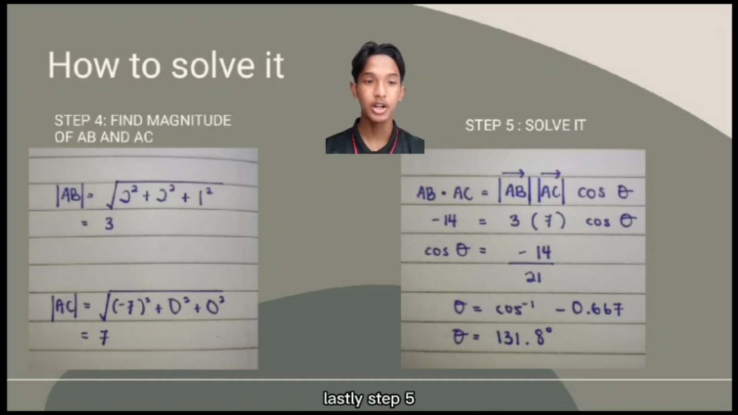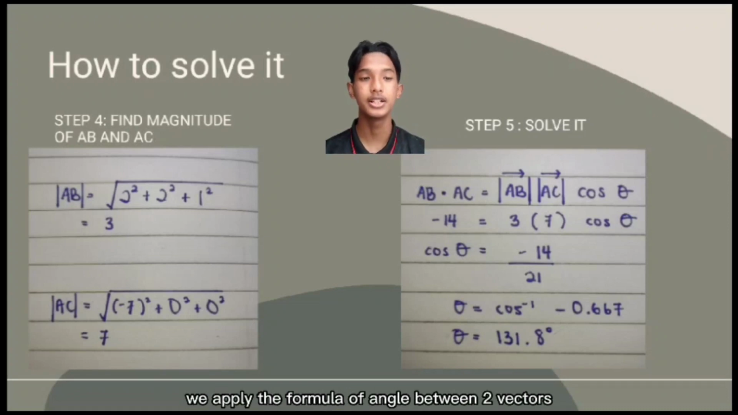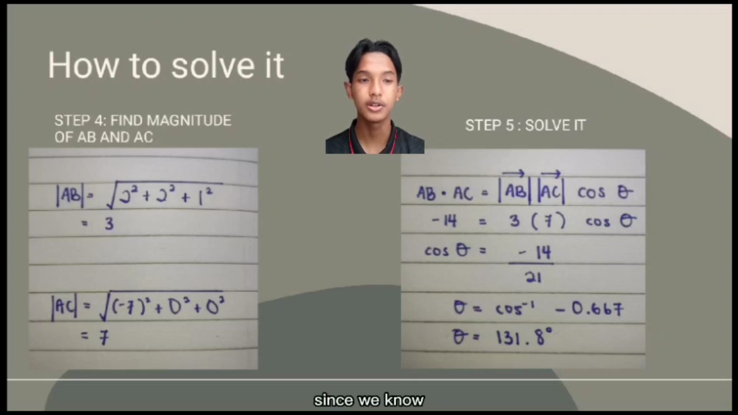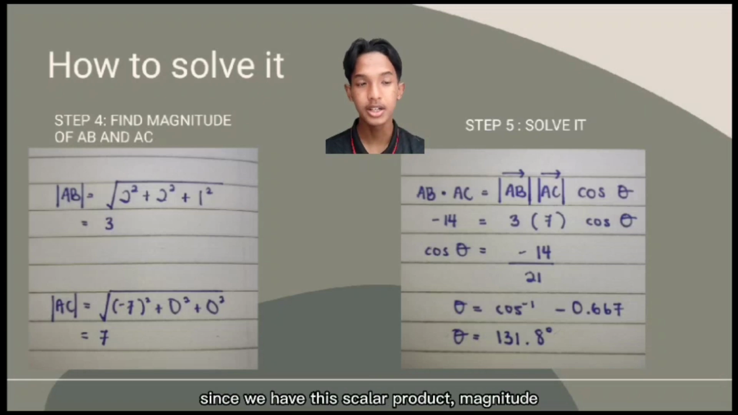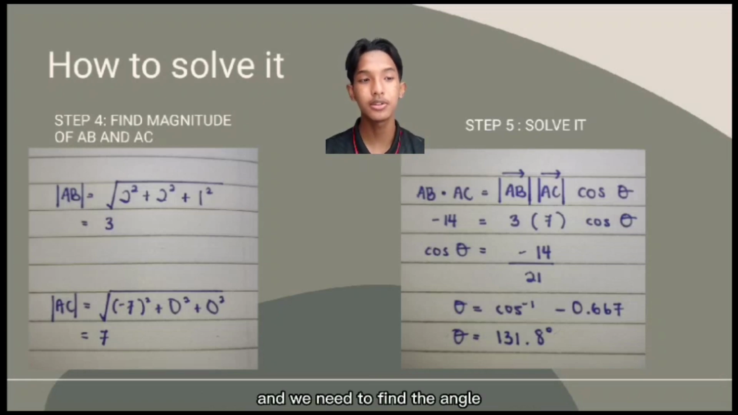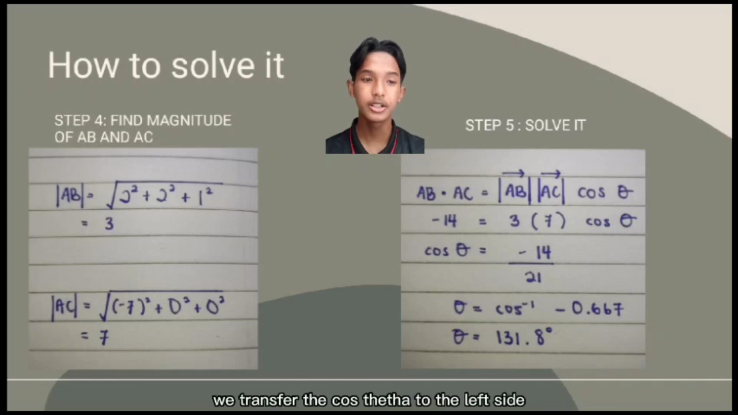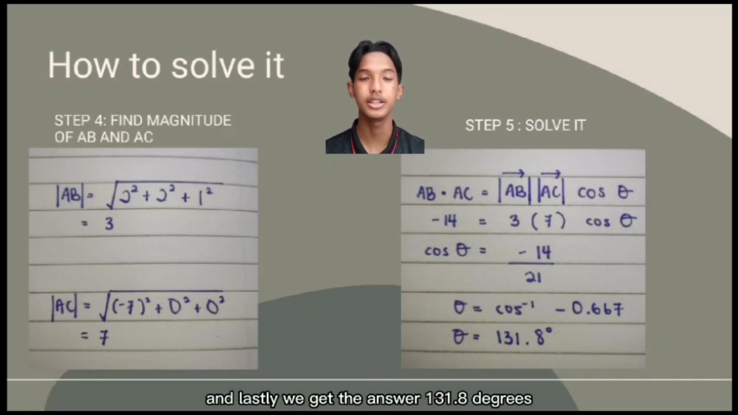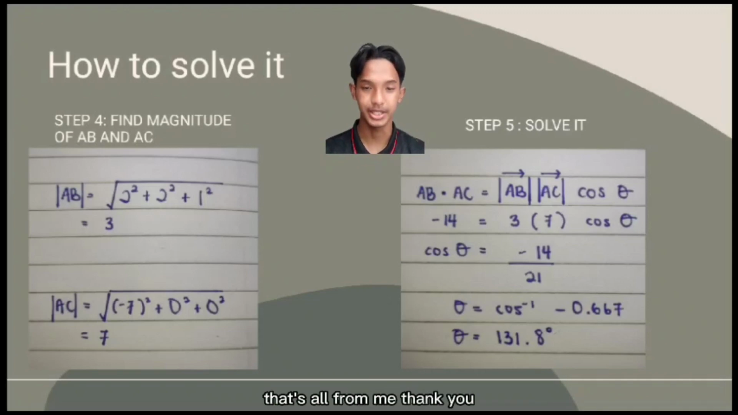Lastly, step 5, we apply the formula for the angle between two vectors, that is scalar product equals magnitude A, magnitude B times cos theta. Since we have the scalar product and magnitudes and we need to find the angle, we transfer the cos theta to the left side and solve the equation, and lastly we get the answer 131.8 degrees for our last answer. That's all from me. Thank you.